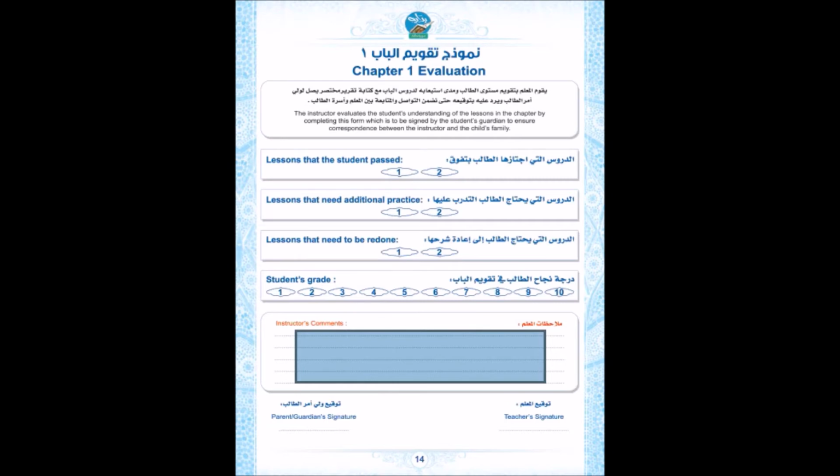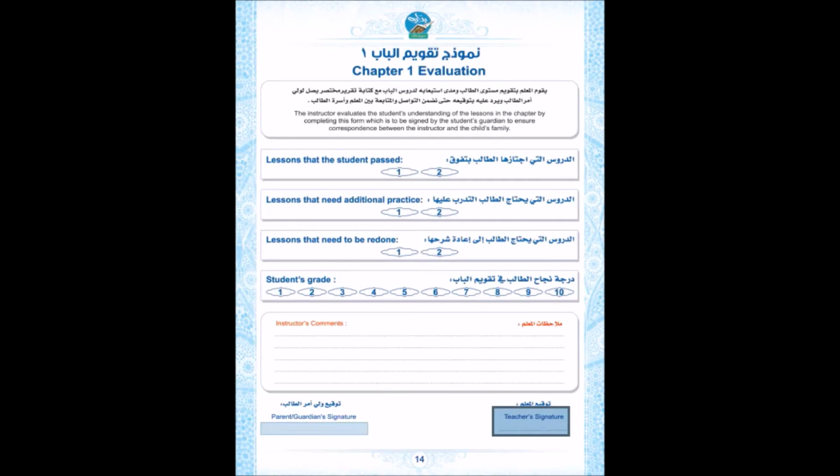And once again, as a form of communication and connection with the parents, the instructor should use the comments and make sure he as well as the parents sign. And this is the end of chapter 1.